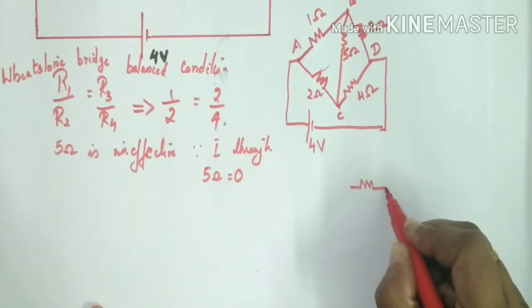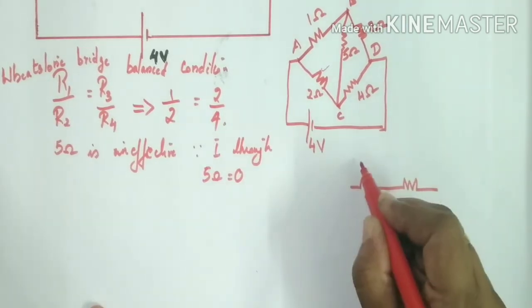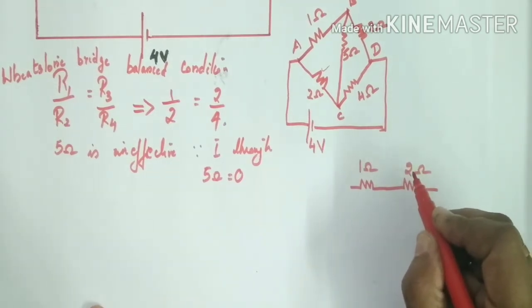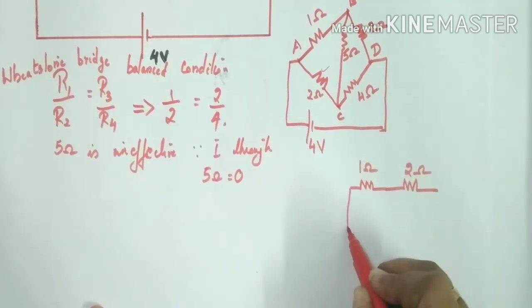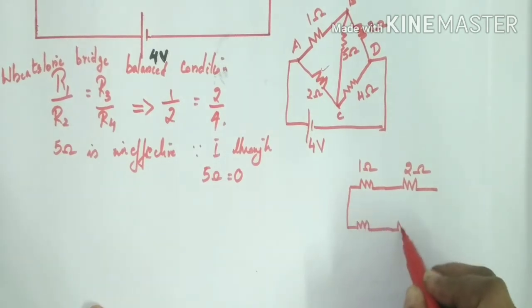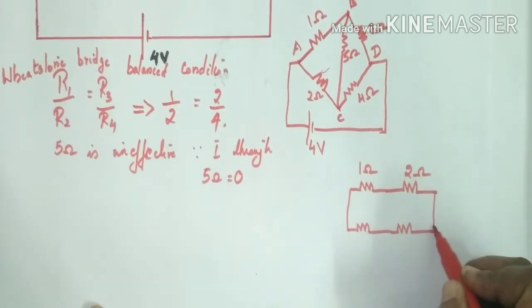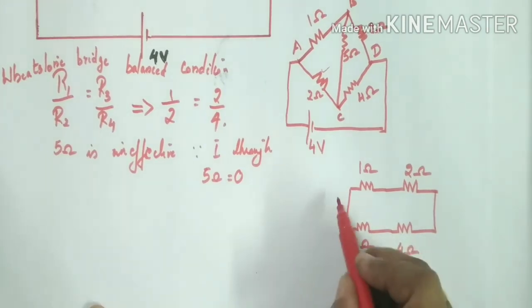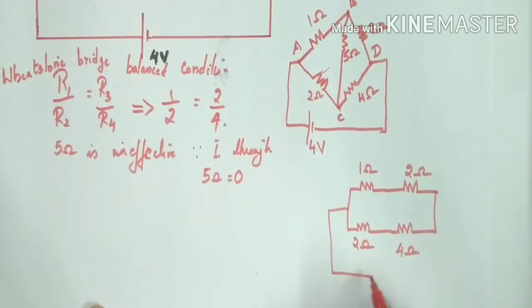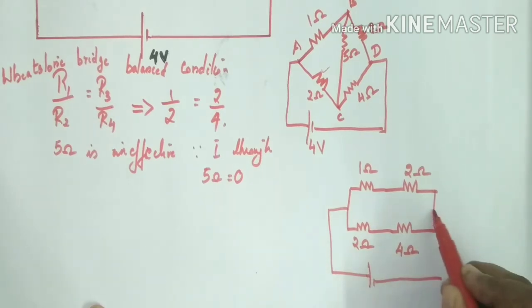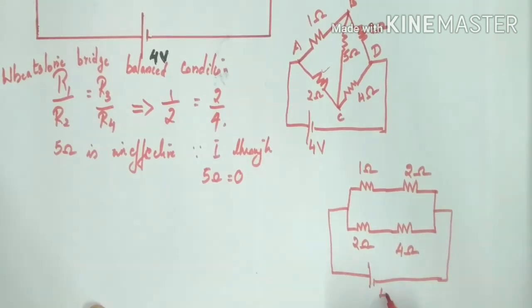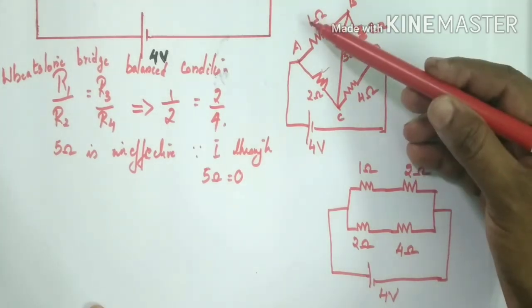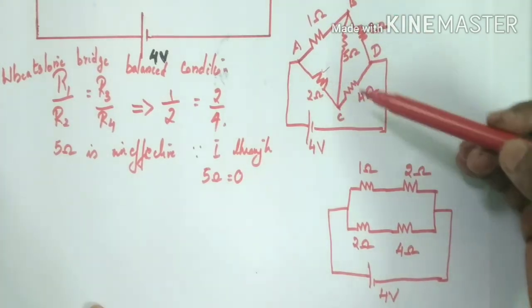Here this is 1 ohm, this one is 2 ohm, and both are connected in series. Then from the point, a 2 ohm is connected and a 4 ohm is connected, and here a battery is connected. The 4 volt battery is connected. Now it is easy. The 5 ohm is not considered, and hence 1 and 2 are in series, 2 and 4 are in series.